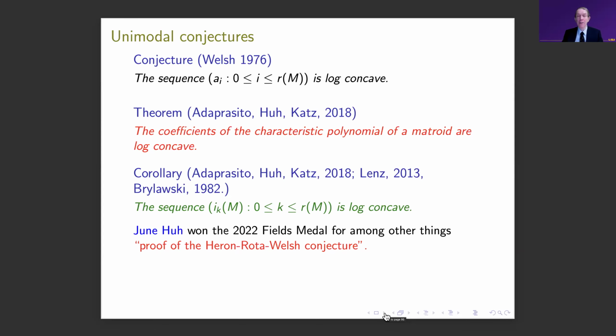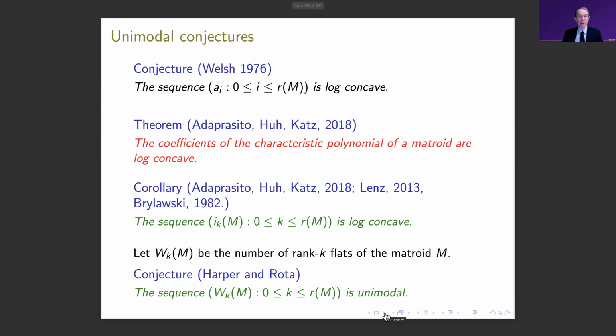Now, in case you're pining for unimodal conjectures and you think they're all done, one of the conjectures that Dominic had looked at before he made the independence number conjecture was a conjecture of Harper and Rota. And that conjecture was that another sequence that you can associate with a matroid is unimodal. That's the sequence of rank k flats in a matroid. And June Huh has made big progress on this, but not settled this conjecture. So that's still open.